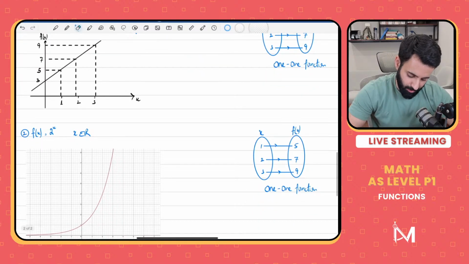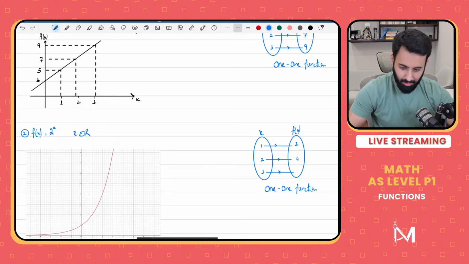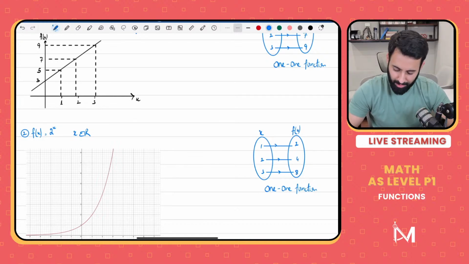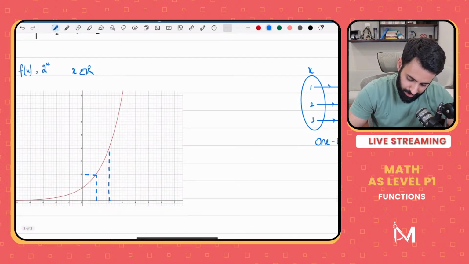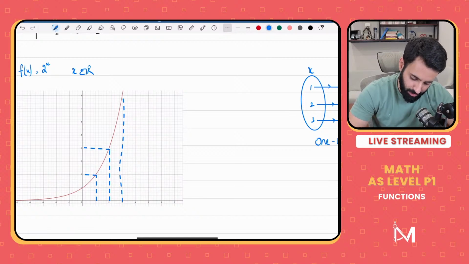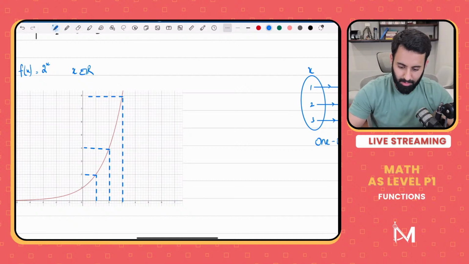So if you plug in 1, you get 2. If you plug in 2, you get 4. If you plug in 3, you get 8. And you can see that from the diagram as well: if I plug in 1, we get 2. If you plug in 2, you get 4. And similarly, if you plug in 3, we get 8. Okay, so nothing new so far, I hope.